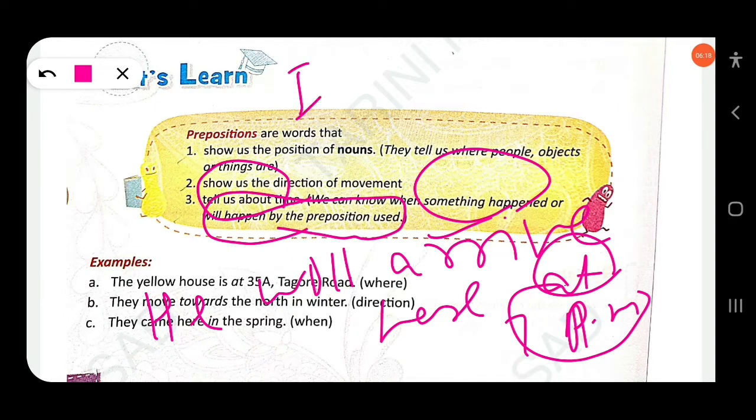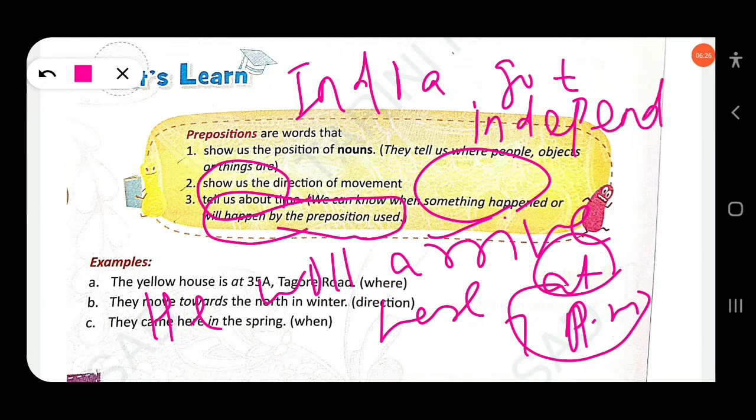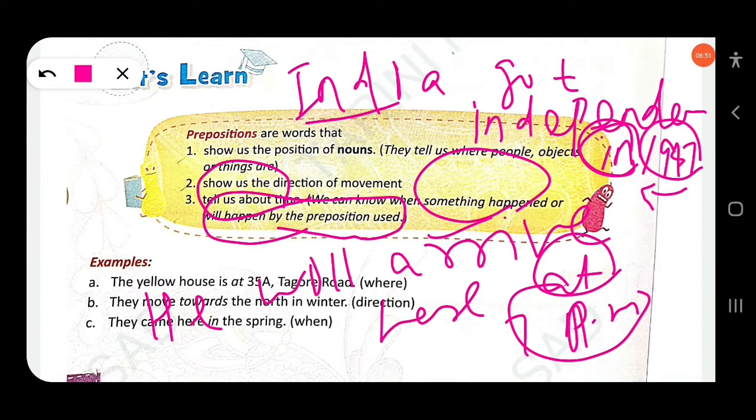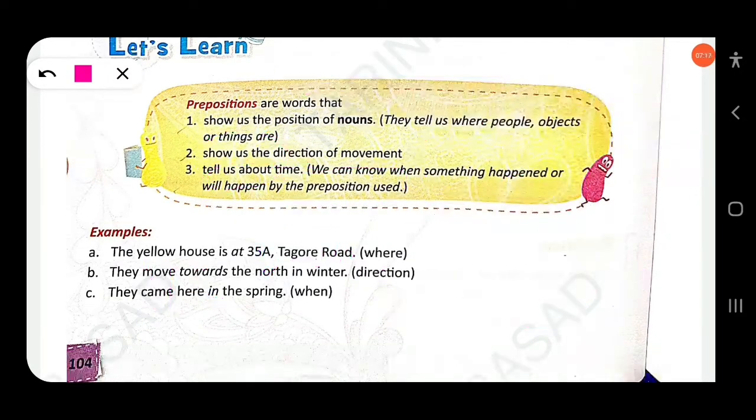Take another example: India got independence in 1947. Here 1947 is a year, and it indicates time. The preposition in is used. It tells us about time: what happened in the past, what is happening now, or what may happen in the future. So before a year we use the preposition of time, in. Clear?